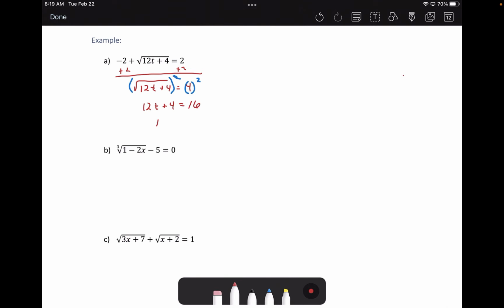Subtract 4 on both sides. 12t is equal to 12. Divide by 12, and t is 1. Now, since we raised both sides to an even power, we do want to check our answer. If you're using an even power, sometimes it can generate extraneous solutions. To check, we can plug what we think is the answer into the equation. So we're going to replace t with 1 and ask, is this equal to 2?